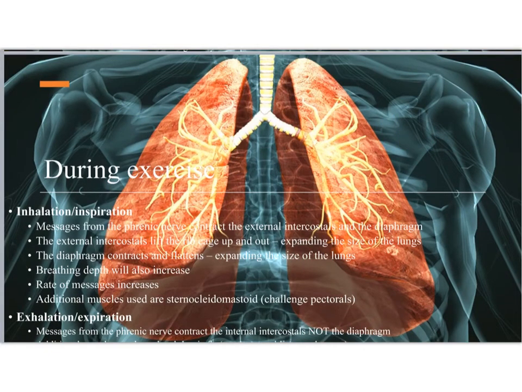So it changes during exercise. Inhalation is generally the same. The external intercostals lift the thoracic cavity, lift the ribs up and out. The diaphragm flattens as normal, but now we've got extra muscles, and this is the one we need to learn. Sterno-cleido-mastoid. Sterno, cleido, mastoid.